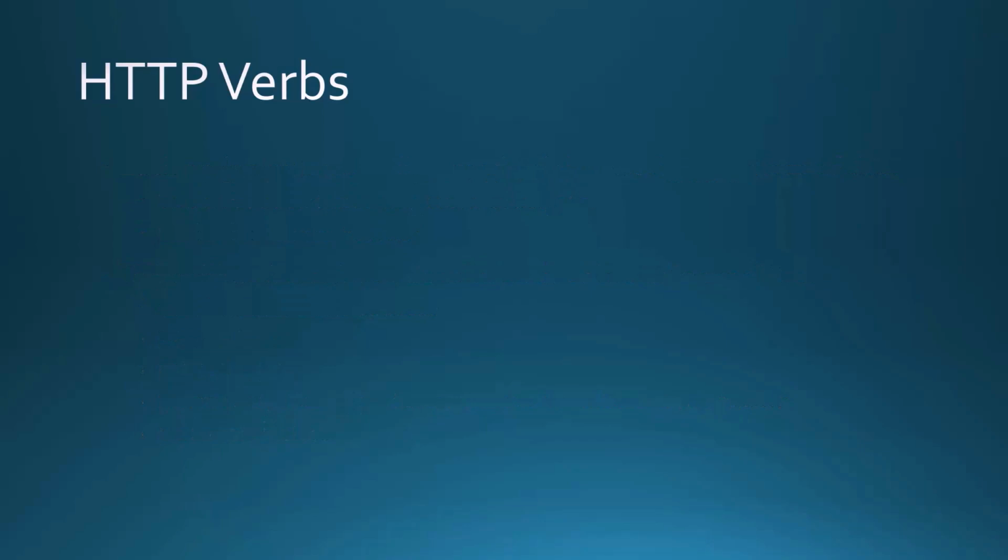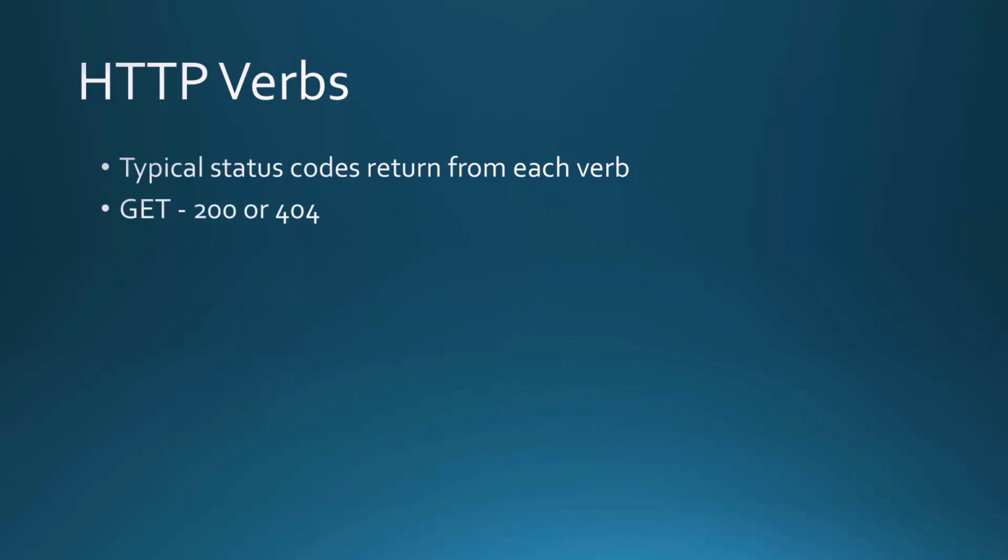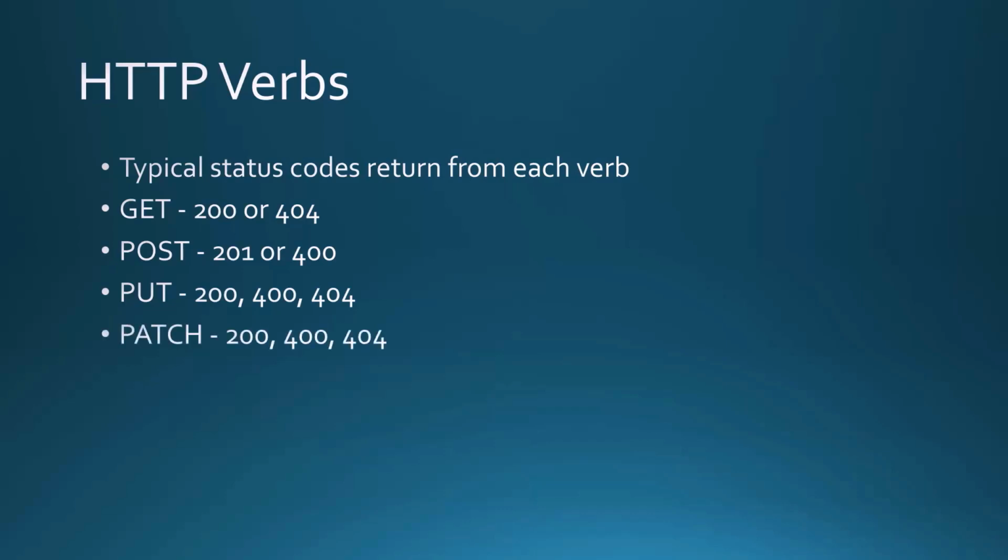Now, with each of these verbs, we get typical status codes returned from each one of those. For example, for a get, if you're requesting something, hopefully you'll get a 200, but you may get a 404 because it's not found. For a post, you typically get back a 201, or you could get back a 400 that there was some sort of bad request made. A put could be a 200, a 400, or a 404 if it didn't find that particular noun that you were searching for. Patch, also you'll get a 200, a 400, or a 404. And a delete, you typically get back a 204 or a 404. And we're going to see all these examples all throughout this course.